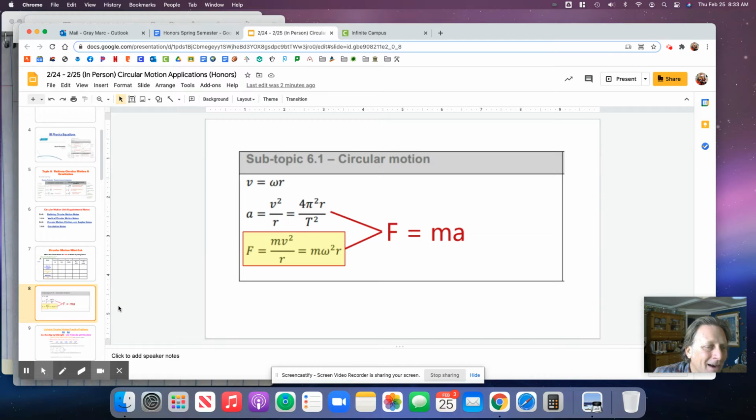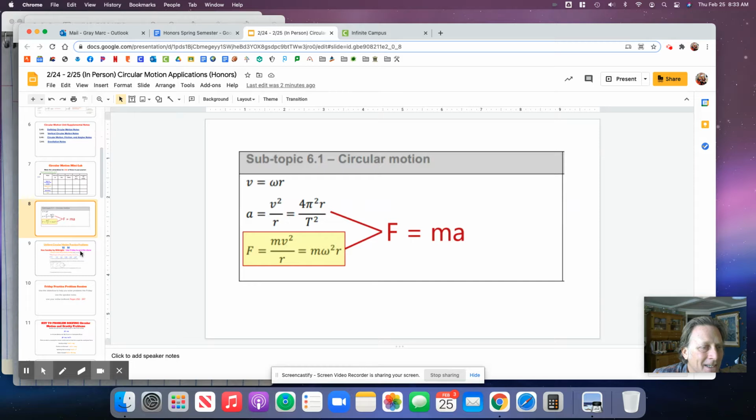Okay. All right, so today we're going to be looking at centripetal force and how this relates to different types of circular motion. So our formula that we're really going to focus on today is going to be F equals mv squared over r. That is called the centripetal force, and it provides a net force. So let's take a look at our ideas.